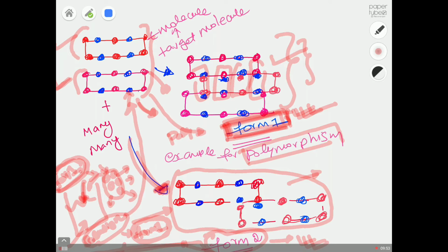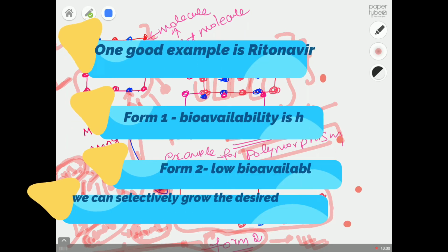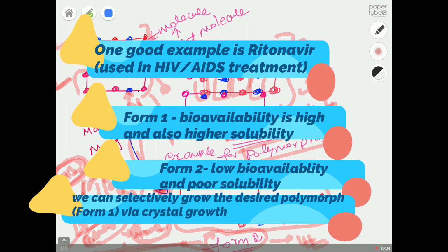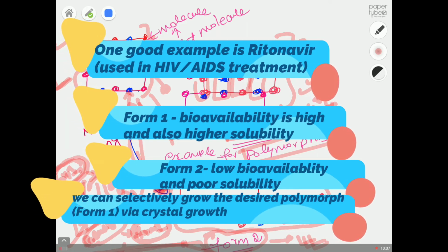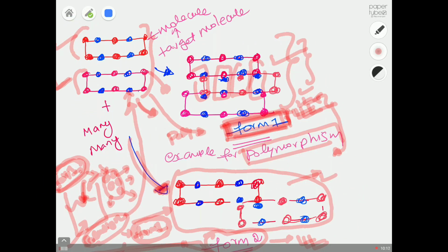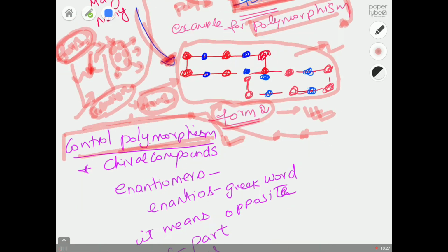If they go for nucleation with this type of molecule, at the end of the experiment they might end up with either form 1 or form 2. So there are two possibilities. If they get form 2, they have to dissolve it back and do the experiment again. If they get form 1, that's well and good. And in some cases they can get both form 1 and form 2, and then life becomes even more difficult, as they have to separate them. So that's why they go for the crystal growth process to control polymorphism.